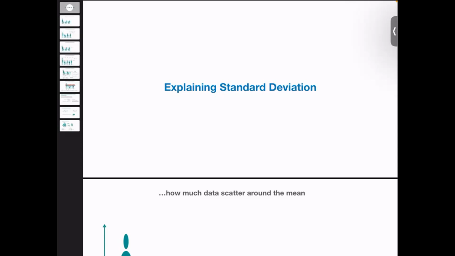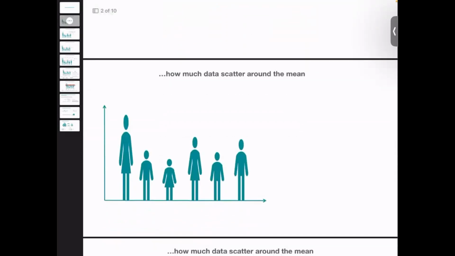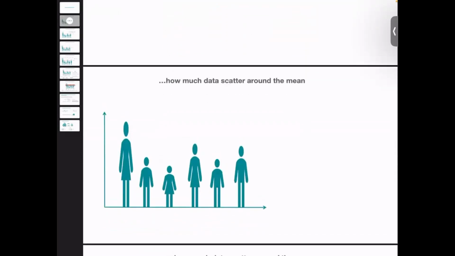Okay. So what is standard deviation? Basically, it's how much the data is scattered around the mean, like how far each data point is from the mean. So first thing I've got to do, say I have a family. This is my population, a small population. I've got mom, dad, and then 4 kids.